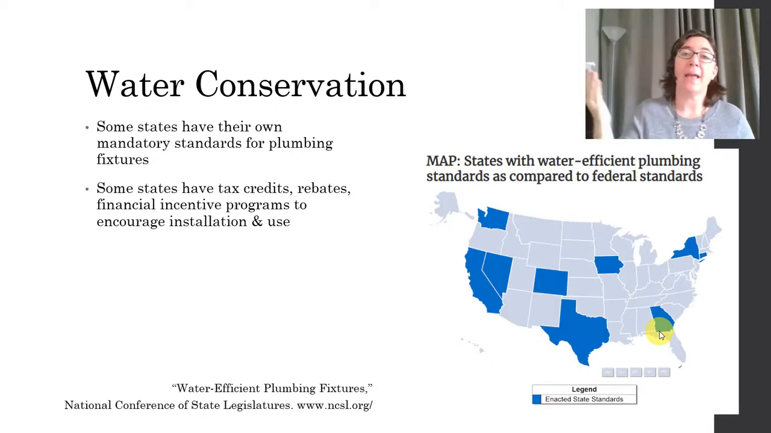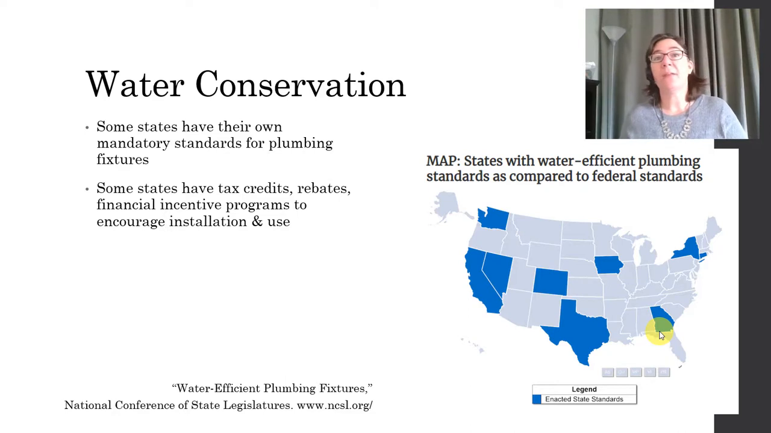So across the country, the IPC, International Plumbing Code, has pretty much universally been adopted, but some states have their own mandatory standards for plumbing fixtures, typically a more difficult standard, typically lower rates than the IPC. All right, and here's a map of some of them. Notoriously, it is New York and California, which have the lowest standards. All right. Some states, instead of lowering the standards, they use tax credits, rebates, financial incentive programs to encourage low flow fixtures.